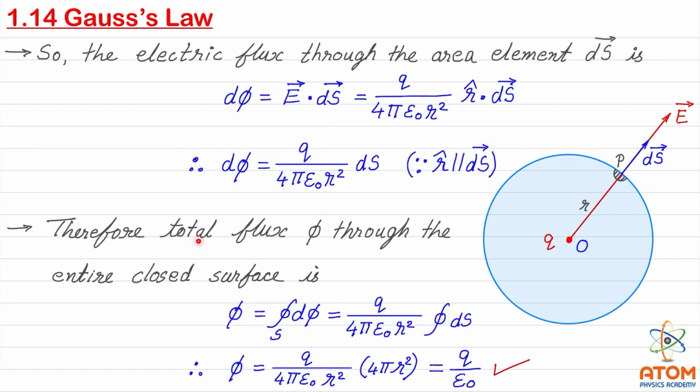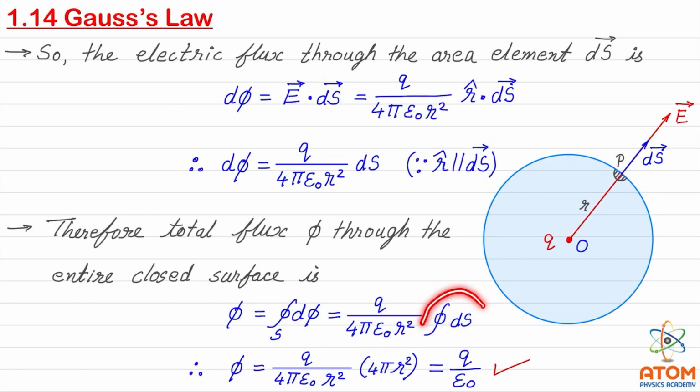Therefore, now the total flux phi through the entire closed surface can be found by the integration of all the d phi's. That means the total flux phi will be equal to the surface integration of d phi. Now when we take the surface integration of d phi, obviously you have to take the surface integration of this term. So it is q upon 4 pi epsilon 0 r square, surface integration on the closed surface of ds.